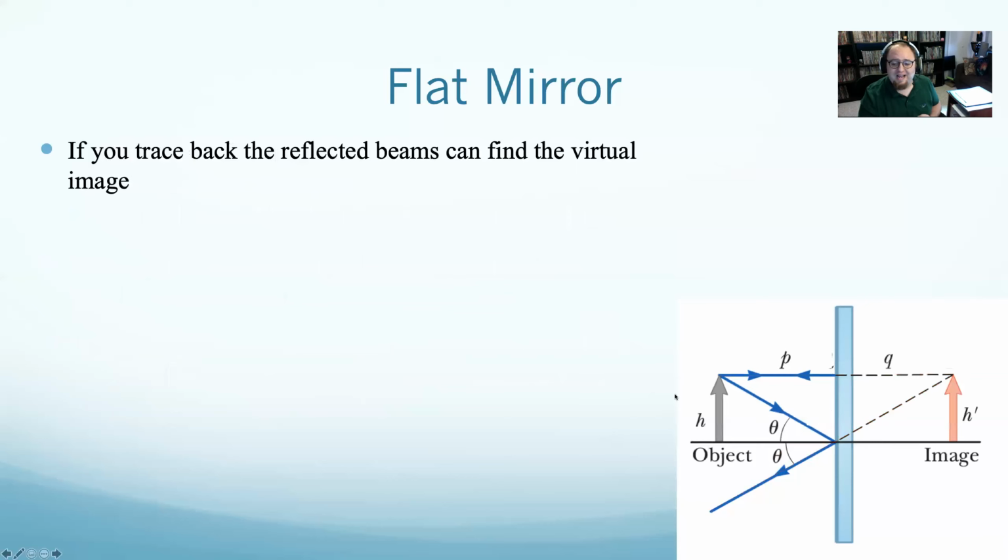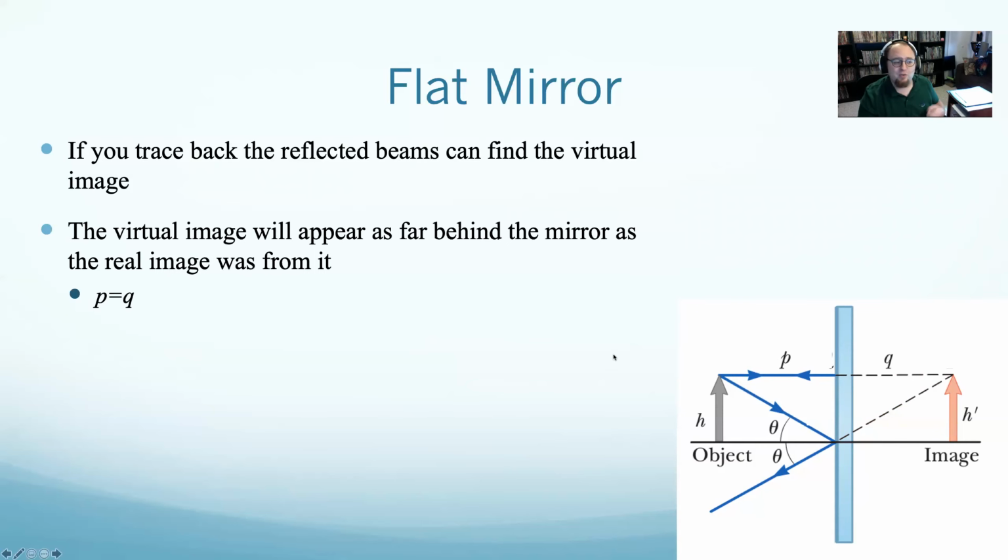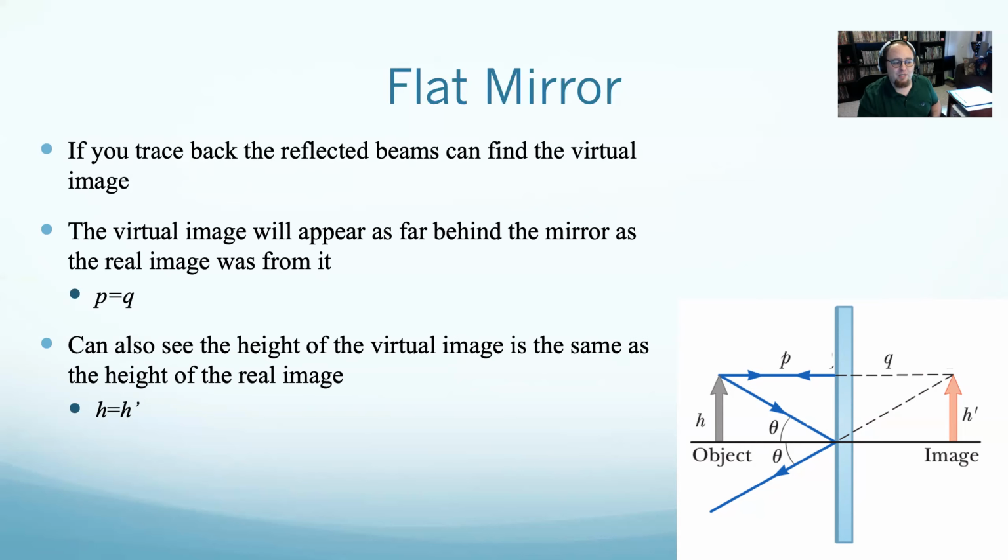Now, normally we can talk about the height of the object. The height of the object is traditionally written as h. The height of the image will be written as h prime. But for any flat mirror, p will equal q. And also, if I compare the height of the object, h, and h prime, for a flat mirror, h will equal h prime. For any flat mirror, you will see a virtual image on the opposite side of the mirror, the same distance away from the mirror as it was in front of it, and at the same height. It will look exactly the same height.